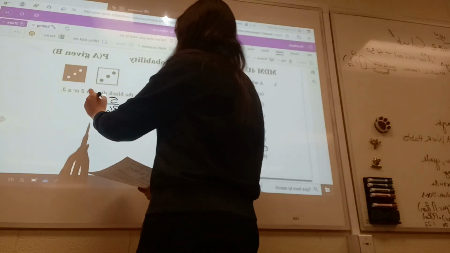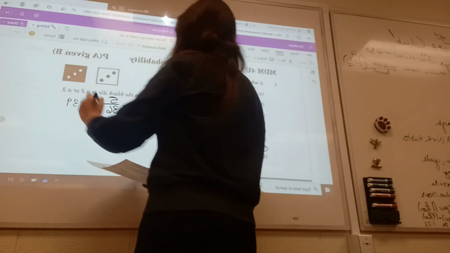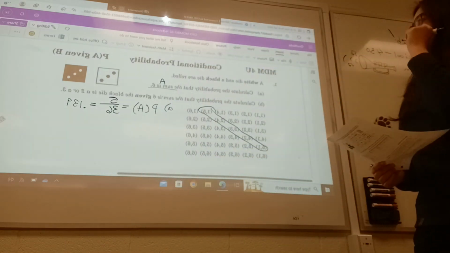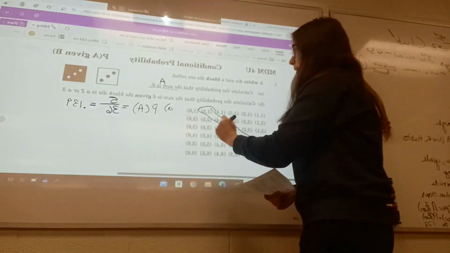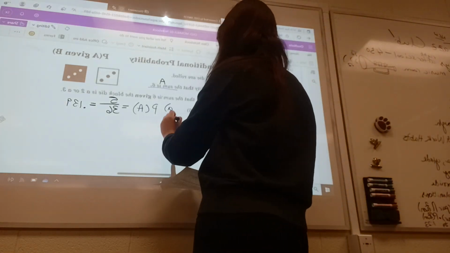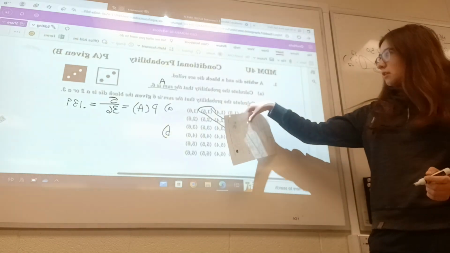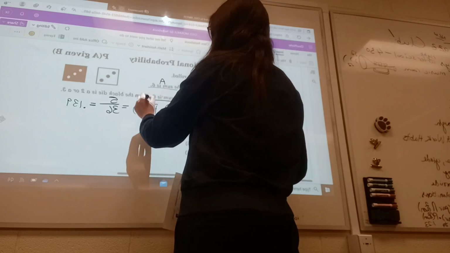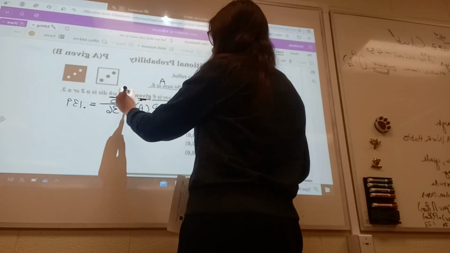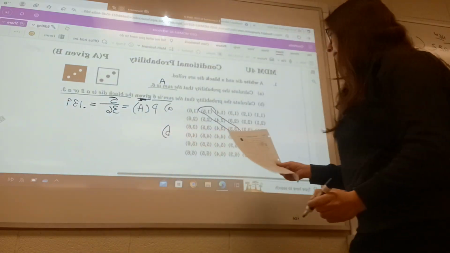Okay. Put that in your calculator, make sure you get 0.139. Okay, so we should all be okay with that. Part B is where we're going to introduce a new way of thinking, okay? So calculate the probability that the sum is 6 given the black die is a 2 or a 3.